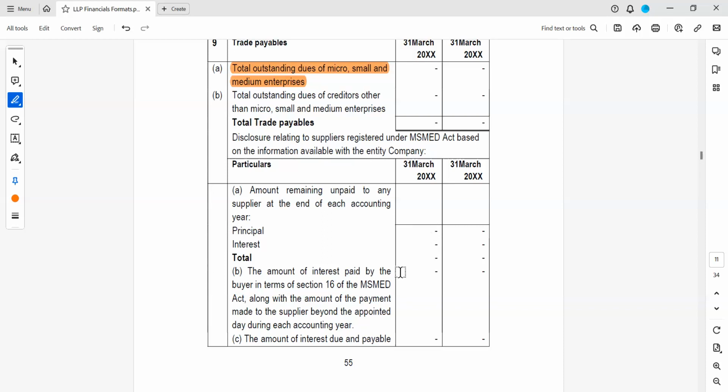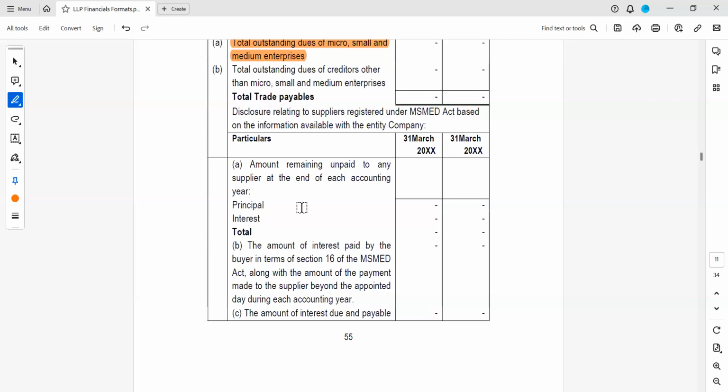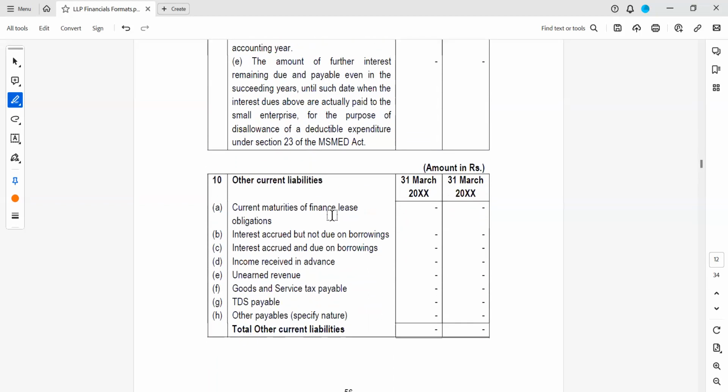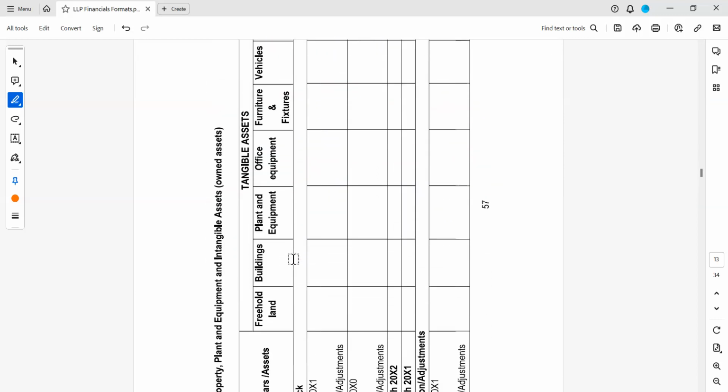Amount paid, amount of interest paid by the buyer. Same, this table which we have discussed. I told you, right? The same table I was telling you in the company example also. They have made a table. The same table is coming here as a note. Okay. See, 5 points are there. The same 5 points are available even in company also. Other current liabilities, current maturities of finance lease obligations, interest accrued but not due on borrowings, interest accrued and due on borrowings. Okay. Now fixed assets.